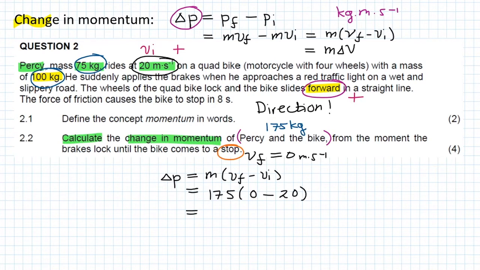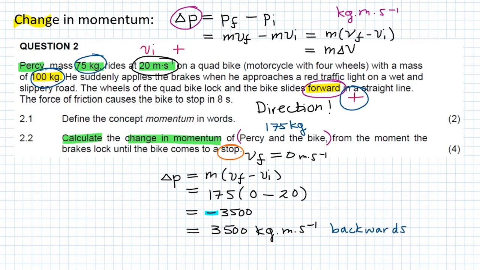When we plug this into our calculators, we find that the final answer is negative 3,500. Now we need to write down our answer as a positive value, but we must of course interpret this negative as a direction. So we say this is therefore 3,500 kilograms per meter per second. Grade 12s, please never forget your SI units. Since we chose forward as positive, we know that negative means backwards.